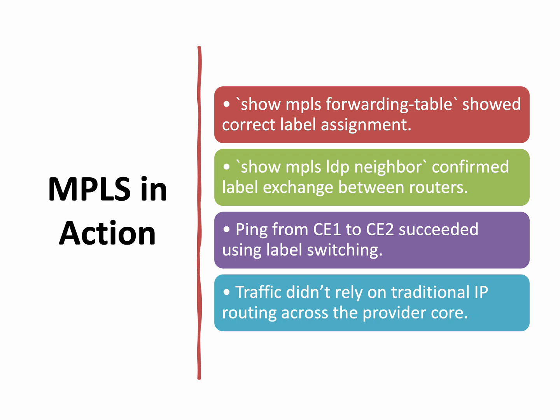To notice that MPLS is working and in action, some things that were shown were: the command show mpls forwarding-table showed the correct label assignment, and show mpls ldp neighbor confirmed the label exchange between the routers. Pinging from CE1 to CE2 succeeded using the label switching method, and traffic didn't rely on traditional IP routing across the provider core.